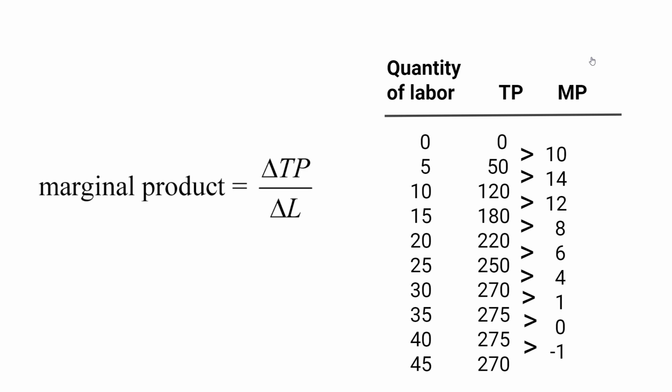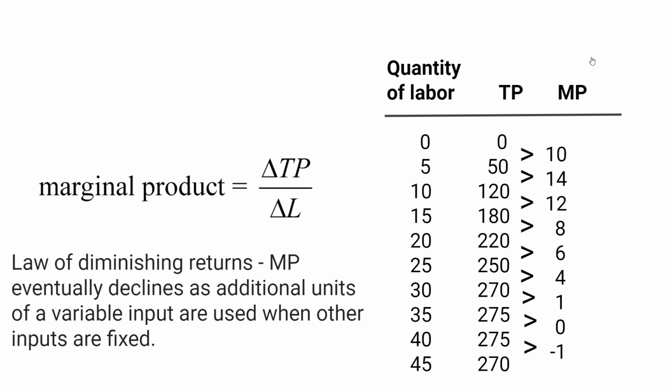What this relationship is illustrating is the law of diminishing returns. We can state that more formally now by saying that the law of diminishing returns states that the marginal product eventually declines as additional units of a variable input are used when other inputs are fixed. We can also represent these relationships using a graph.